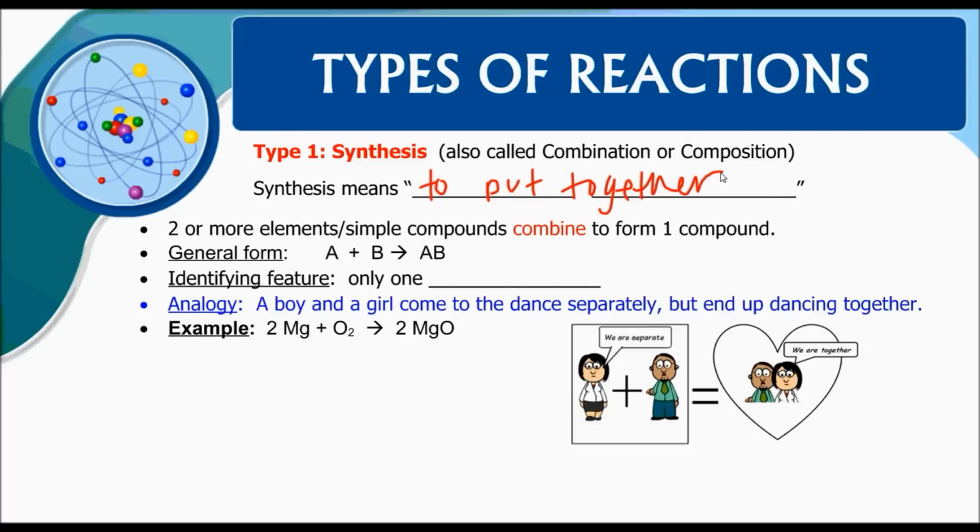This is when two or more elements or simple compounds combine in order to form one compound. So the general form here is A plus B yields AB. So these are separated on the reactant side, but you have one product on the product side. The identifying feature is that there is only one product.